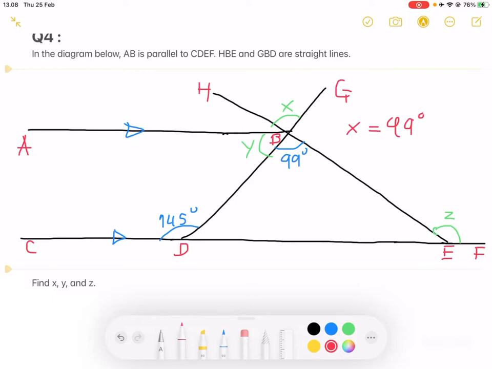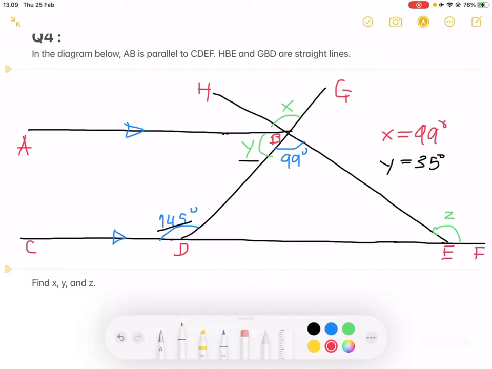Alright, so the next one is Y, and this is also a pretty obvious one. So notice that 145 degrees and Y are sets of interior angles, and that means they must sum up to 180 degrees. And from this equality, we get Y is equal to 35 degrees. So I'll just write our answers so far. I have X equals 99 degrees and Y equals 35 degrees.